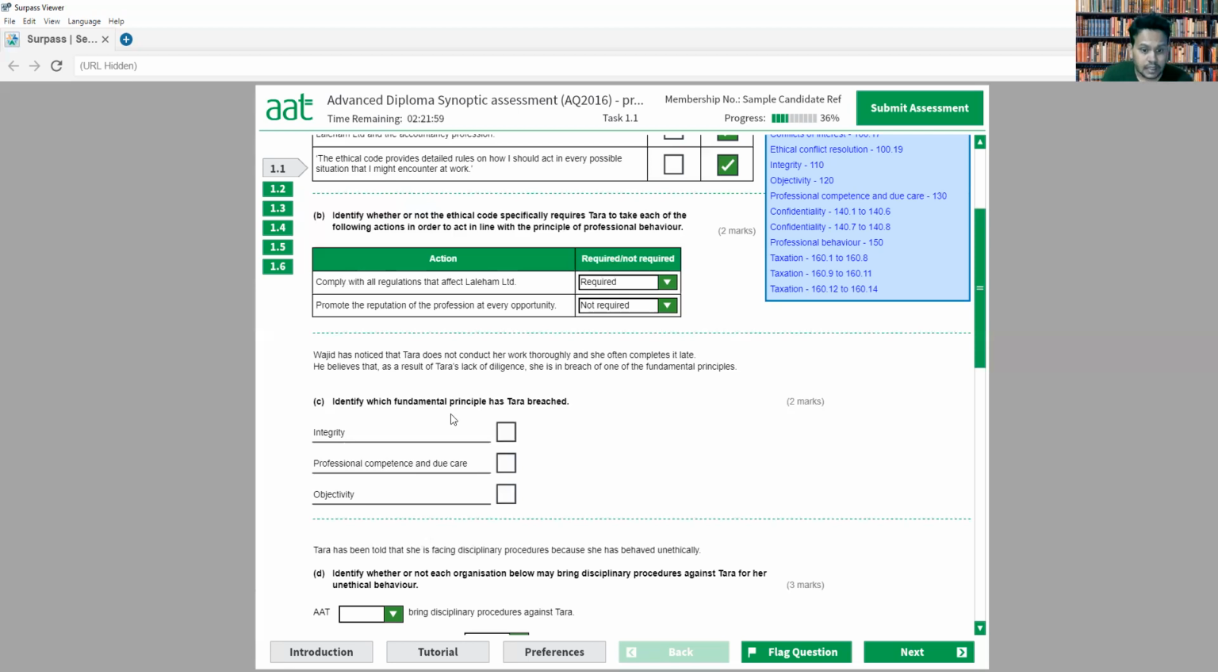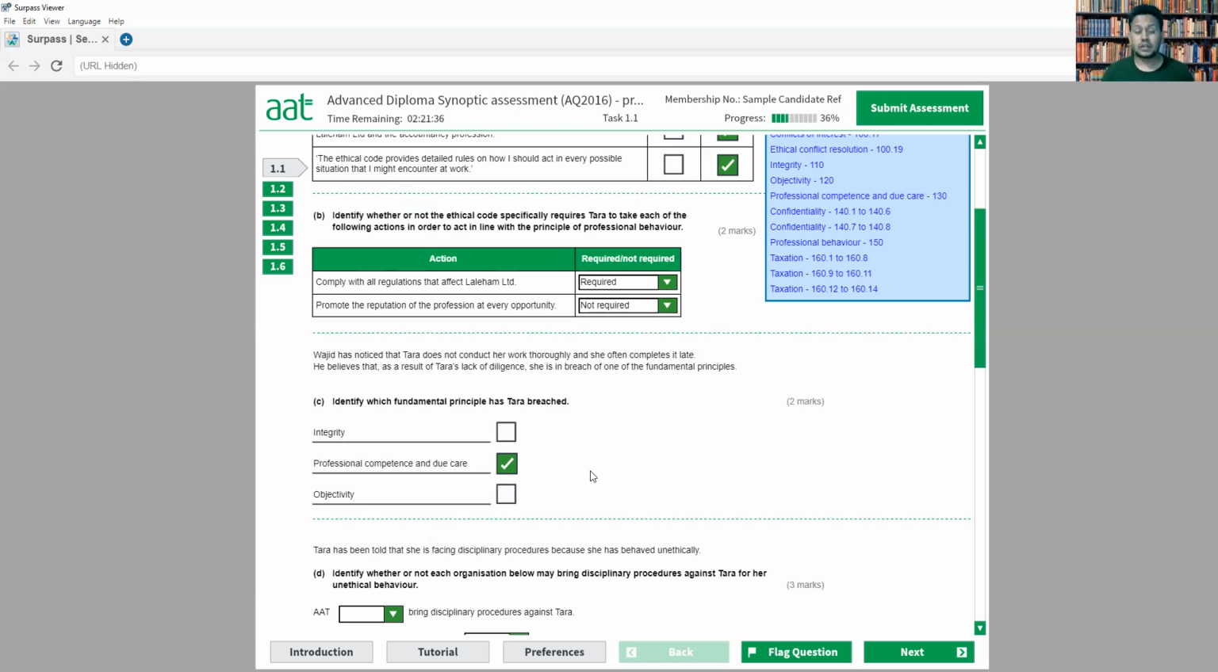Which of the fundamental principles has Tara breached here? So it is professional competence and due care. Obviously this comes under professional competence and due care. Now in the exam, if you don't see this one, the closest one is professional behavior.